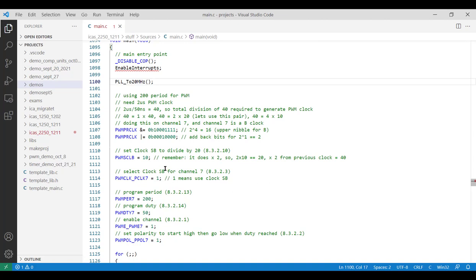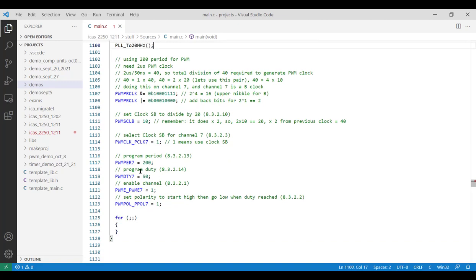I would then select that second clock, so the SB clock, for channel 7 by writing a 1 to PWM CLK in the appropriate bit, so channel 7. So that means it's using that second clock. I could just use the first scale, but I've chosen to use the second scale. And in the case that you can get the total division that you're looking for out of just the first stage, then you could use that and you don't need to worry about using the SB clock. But typically the notes will do this.